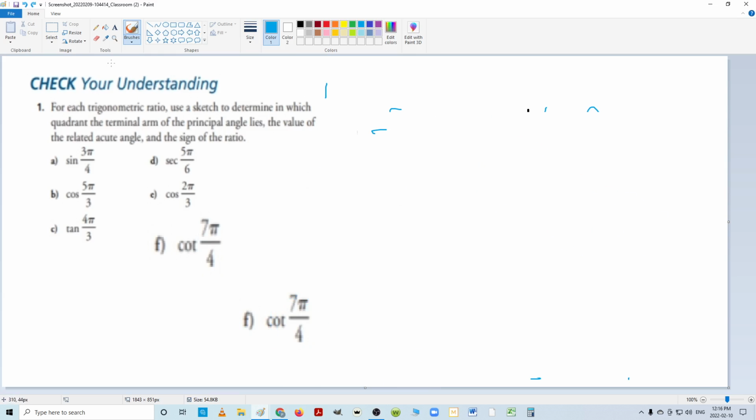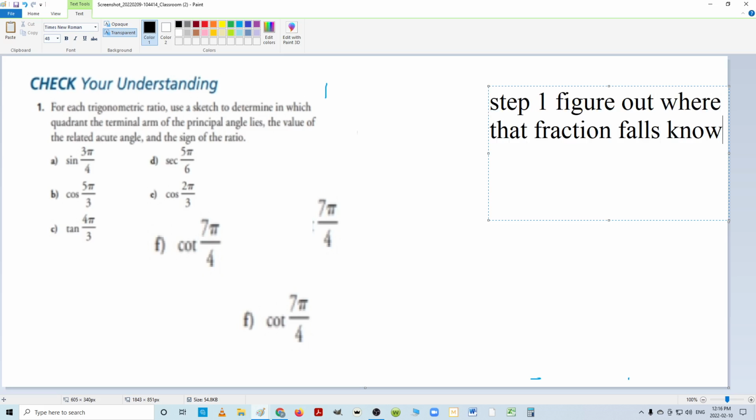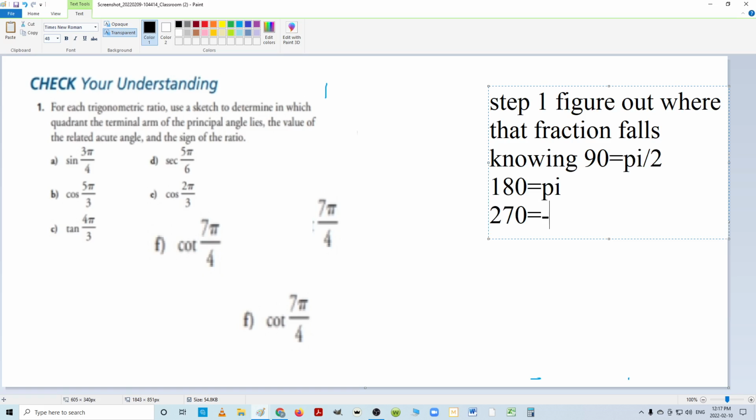Well, let's do the cotangent, right? Because that tends to confuse people more. It's the same process, though. Let's figure out where this 7/4 lies. Step 1. So here are your steps. Step 1. Figure out where that fraction falls, knowing that 90 is equal to pi over 2, 180 is equal to pi, 270 is equal to 3 over 2 pi's, and 360 is equal to 2 pi's, and you can just focus on the fractions in front.